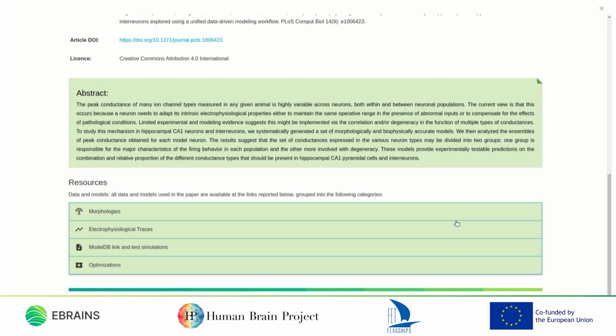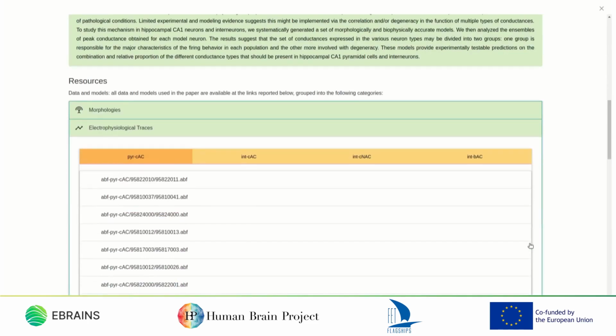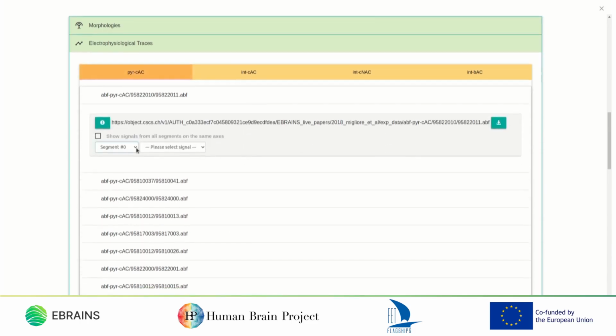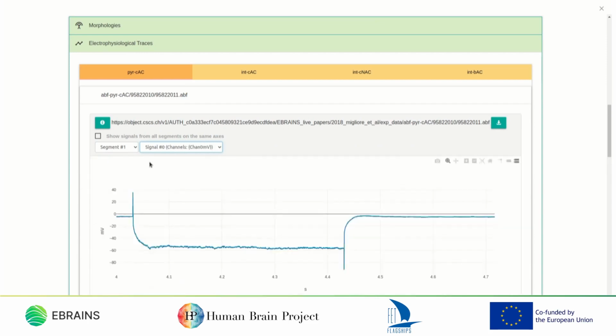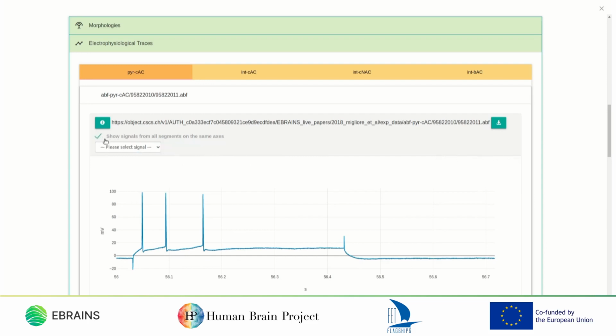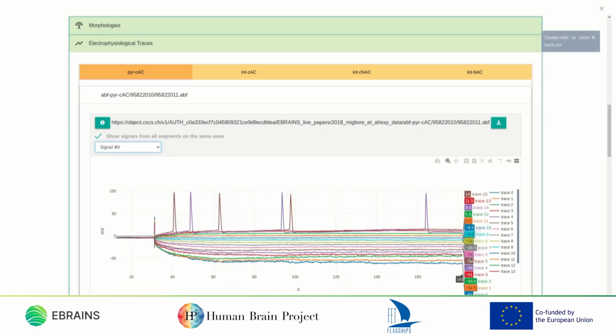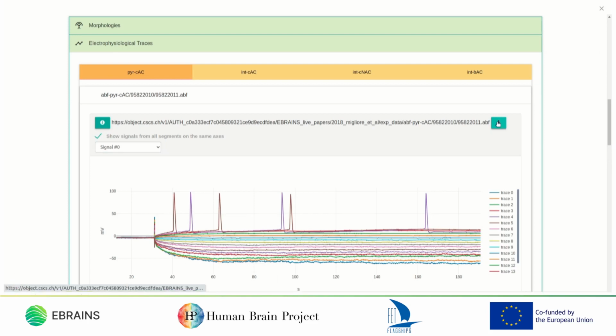Coming back, let's take a look at the electrophysiological traces section. Here, we see that the resources are classified into different categories based on the cell type, for example, pyramidal cells and interneurons of different types. And each of these sections contains a large number of data files. By clicking on any of these files, we get access to the embedded Neural Activity Visualizer tool. This can handle a large number of file formats and allows users to view and explore the data within these files from here within the browser. As before, users can also download the files by clicking on the download button here.